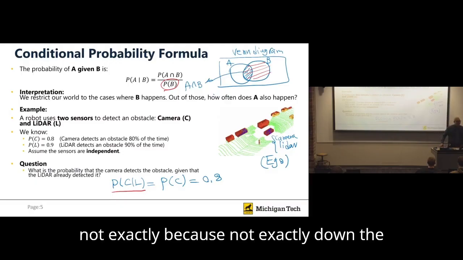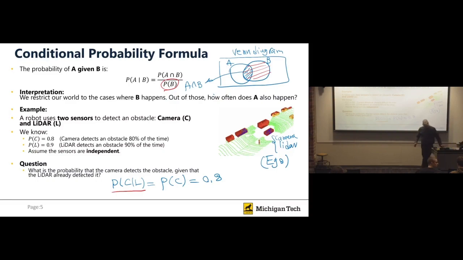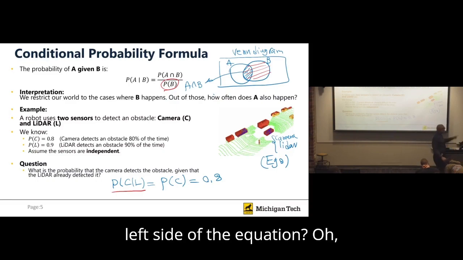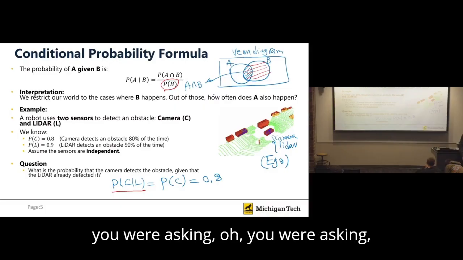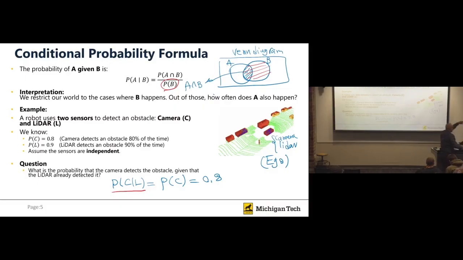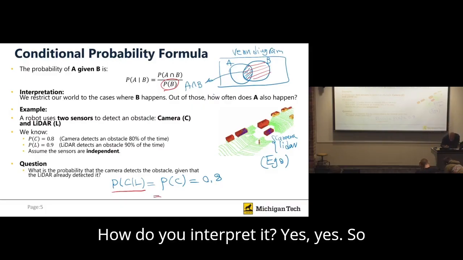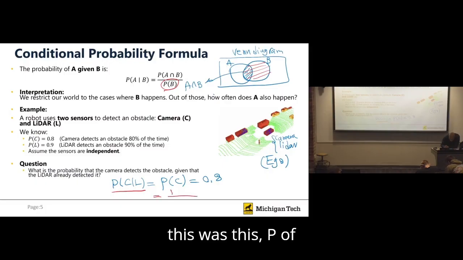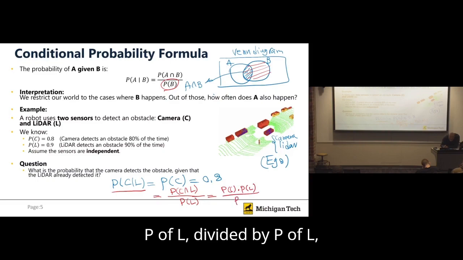Not exactly, down that left side of the equation. Oh, you are talking about that? No, the bottom part. Oh, you are asking why this happened? No, not why, but how do you interpret it? Yes. So this was P of C and L, over P of L, and because they are independent, P of C and L is P of C, P of L, divided by P of L is P of C.